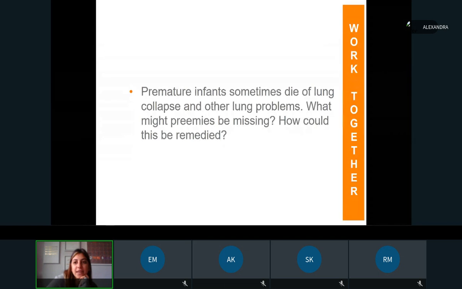All right. So what do you guys think? Why do you think this happens to some of the premature infants? Why do their lungs collapse? Any ideas? What's missing? Okay, so the infant might be missing some bronchi. Good. That's true. Yeah, what else? Bronchi, yeah, good. What other part of the lungs could they possibly be missing?